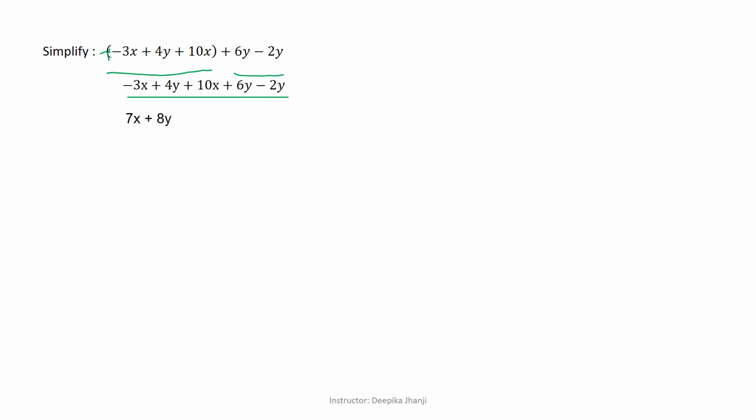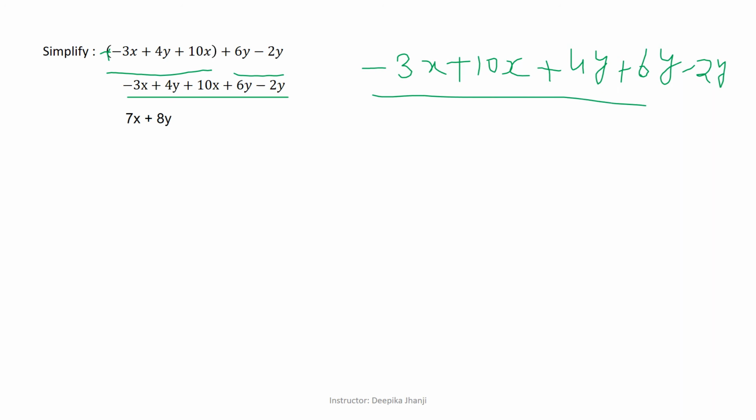And now it's time to combine the like terms. So negative 3x combines with 10x, right? And then the y terms: plus 4y plus 6y minus 2y, right? You can skip this step if you want to and simply jump to the next step. When you add negative 3x and 10x, you get 7x. And when you add and subtract the y terms, you get 8y.